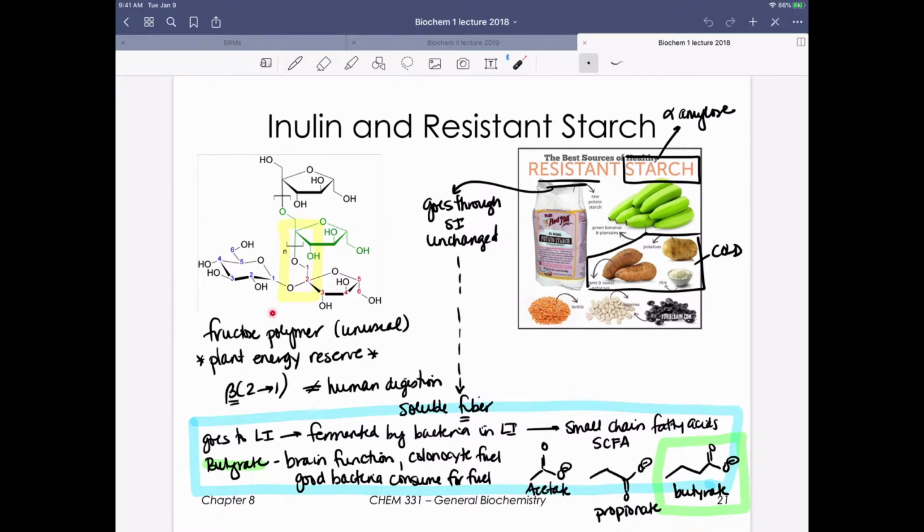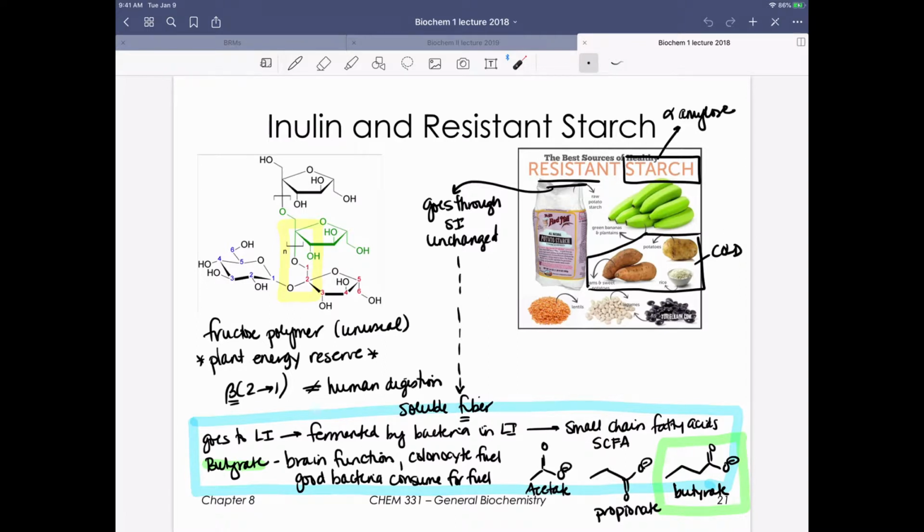So again, we should highlight that inulin is this structure here. This is unable to be digested because of this unusual beta 2,1 linkage in the fructose polymer. Resistant starch is actually alpha amylose, so this is a glucose polymer. And resistant starch also goes through the small intestine unchanged. It has to do with the structure of it. It's allowed to pass through and get to the large intestine largely undigested.